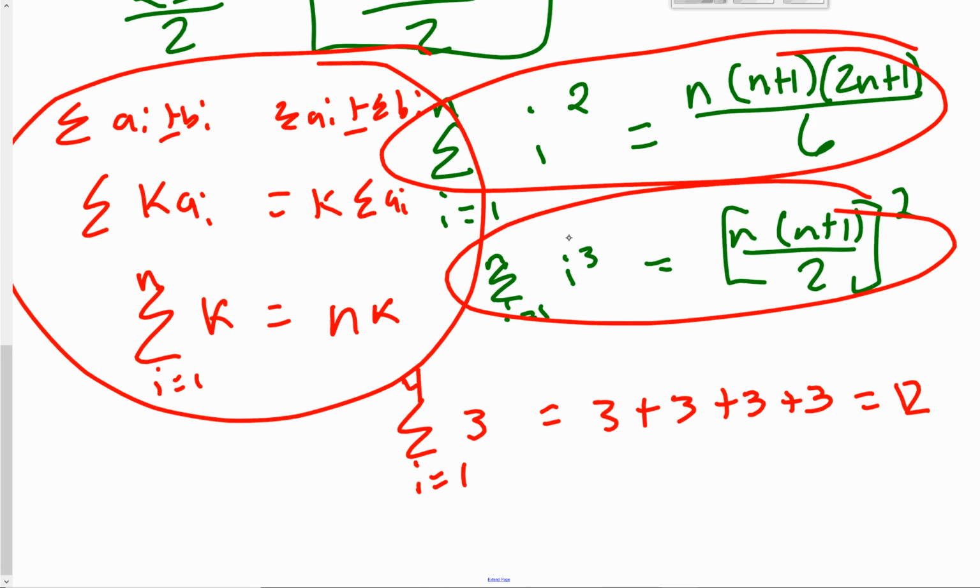So we have these properties, and then these sums: the first n numbers, the first n squared numbers, the first n cubed numbers. We'll go ahead and use those throughout. So these aren't too bad.